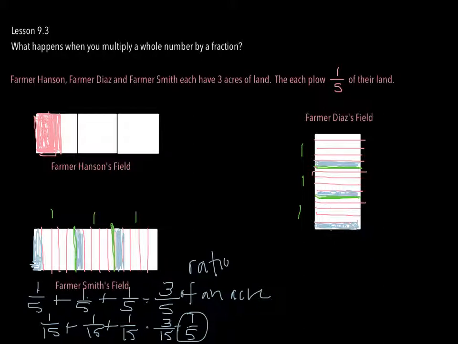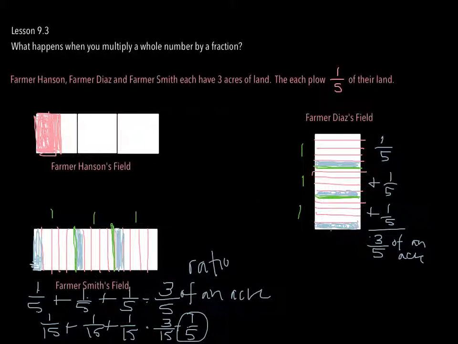Now, when we look at Farmer Diaz, how can we tell from Farmer Diaz's field that 1/5 of each acre added together is the same as 1/5 of the whole field? That's kind of what we talked about down here. We have 1/5 plus 1/5 plus 1/5, and again, we're going to get a total of 3/5 of an acre. But the question is, what fraction of his total acreage did he plow? And here we have to look at that a different way.